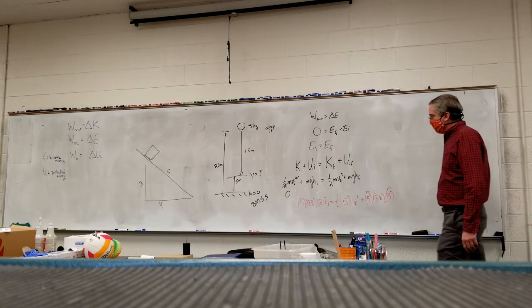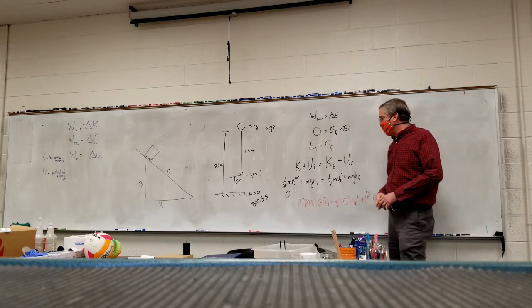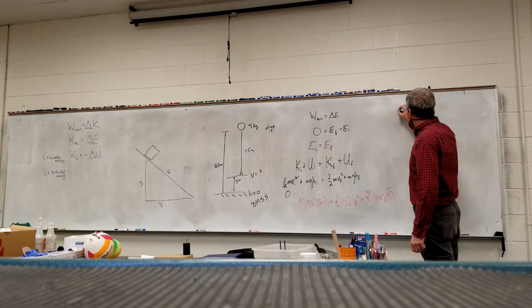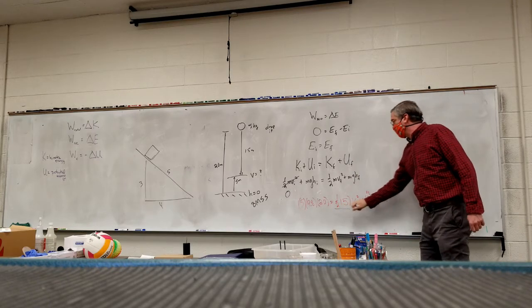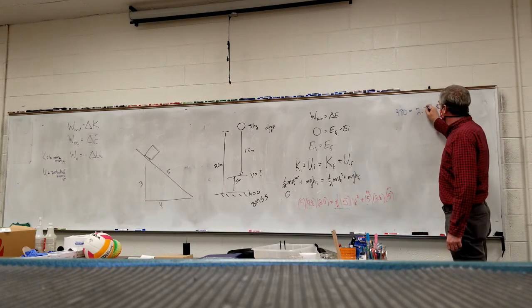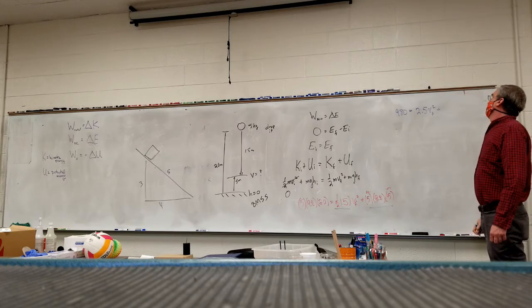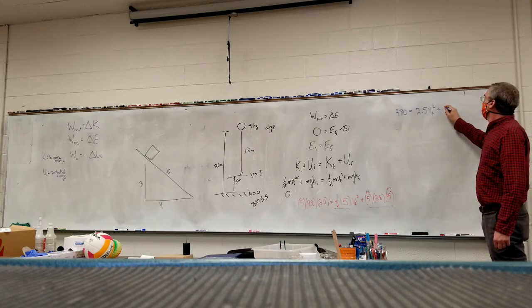So let's do the math. This would be 980. So conveniently chose numbers that would work nicely. So I have 980 equals 1/2 times 5 is 2.5. So 2.5 V final squared, plus this, 245.